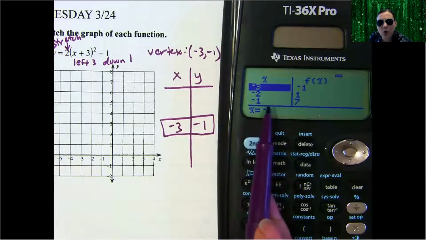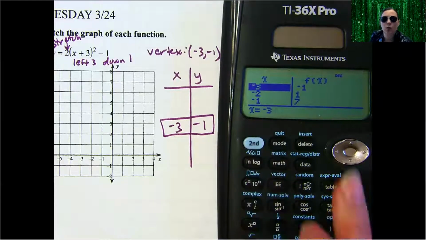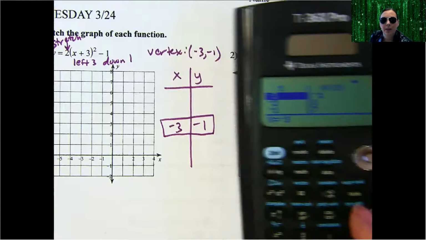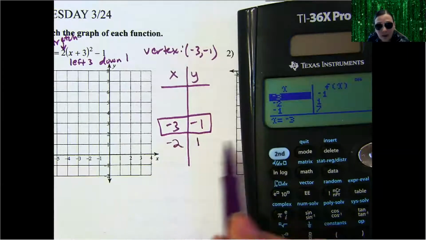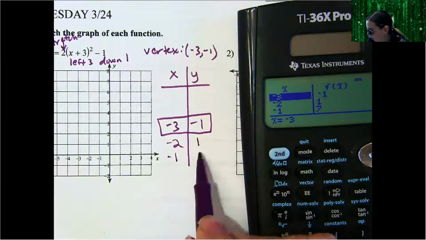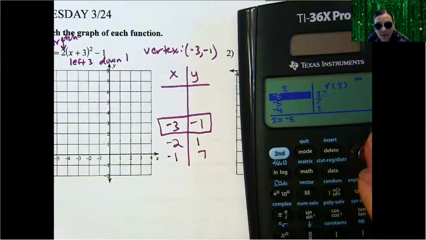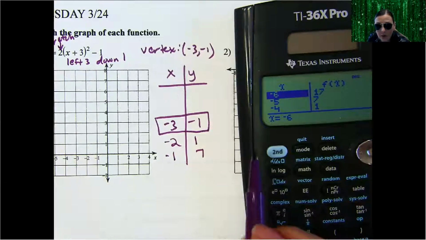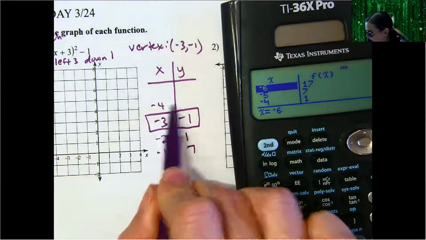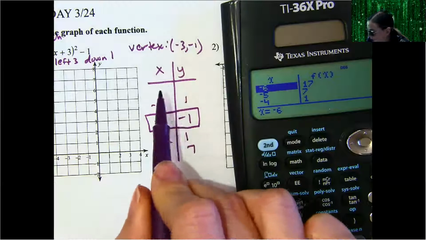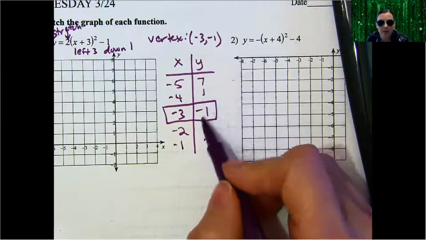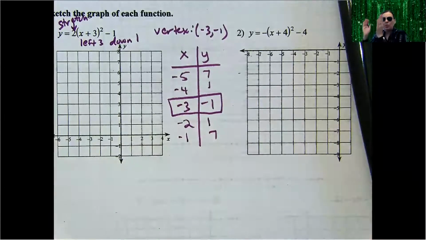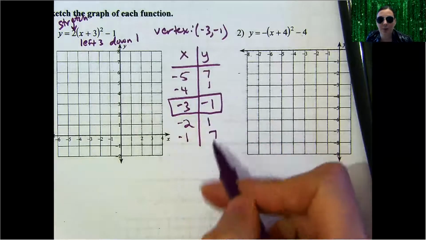And then I'm going to write down 2 points that are under it, and then I'll scroll up and get 2 points that are above it. So we've got -2, 1, and -1, 7. And then scrolling up, we've got -4, 1, and -5, 7. Notice over here in the Y column that it's going to repeat. It's because it's a U shape that should fold in half on itself. So it's good to see these numbers repeating.